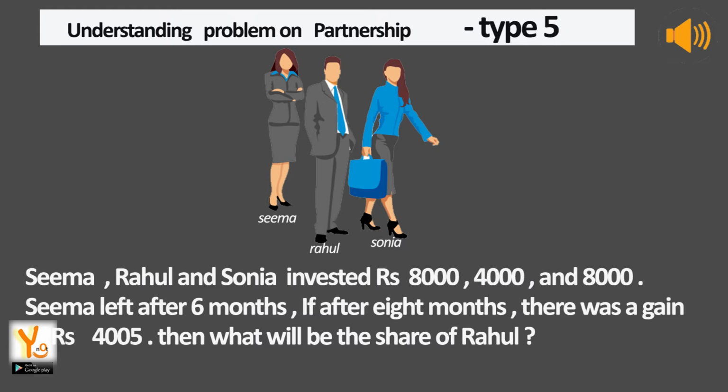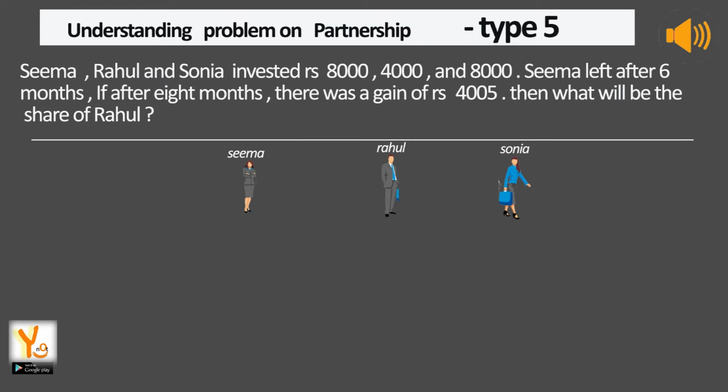Type 5. Seema, Rahul and Sonia invested rupees 8,000, 4,000 and 8,000. Seema left after 6 months. If after 8 months there was a gain of rupees 4,005, then what will be the share of Rahul? In this problem, there are 3 partners, Seema, Rahul and Sonia. As given, Seema invested 8,000, Rahul invested 4,000 and Sonia invested 8,000. So the ratio of investment would be 8,000 : 4,000 : 8,000.